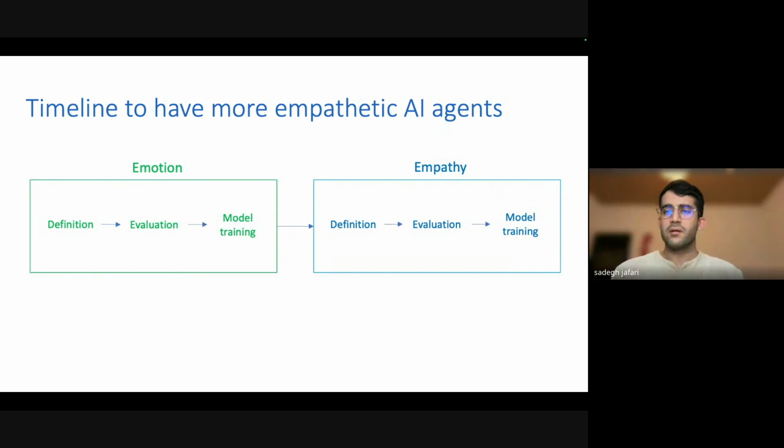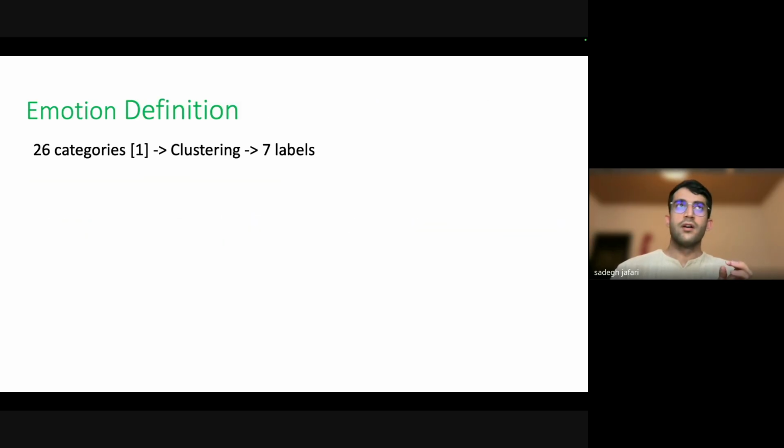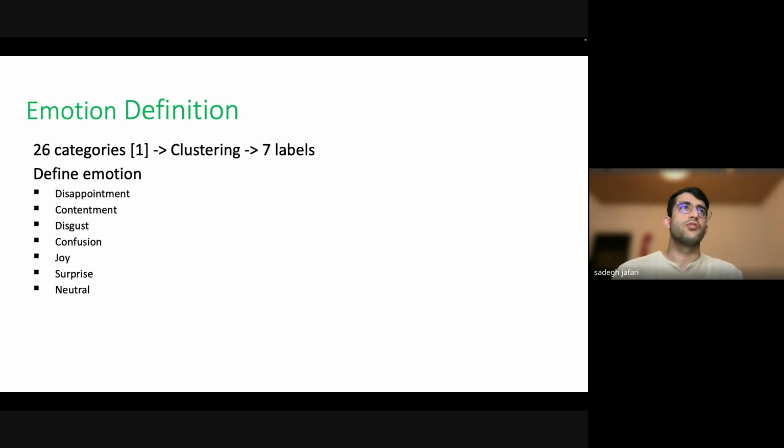And in our project, we have this schema. We have two different parts: emotion and empathy, and each one has three different steps: definition, evaluation, and model training. For emotion definition, we had 26 different categories. After clustering, we finally have 7 different emotion labels like disappointment, contentment, disgust, and so on.